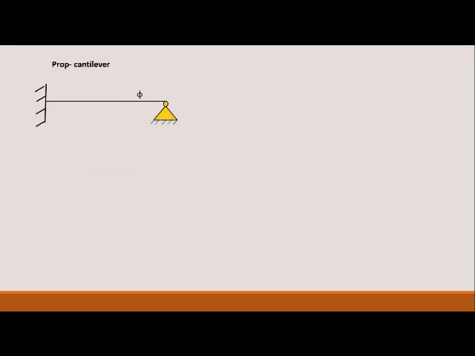Let us now consider this propped cantilever. This is the deflected pattern, and as we can see in the rightmost support there is a hinge, and that causes a rotation of phi in this joint. So there is one possible joint displacement, and the kinematic indeterminacy will be equal to 1.